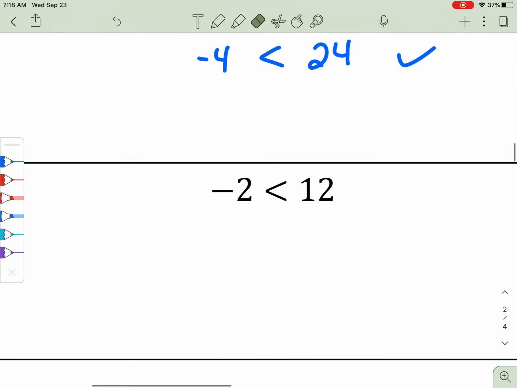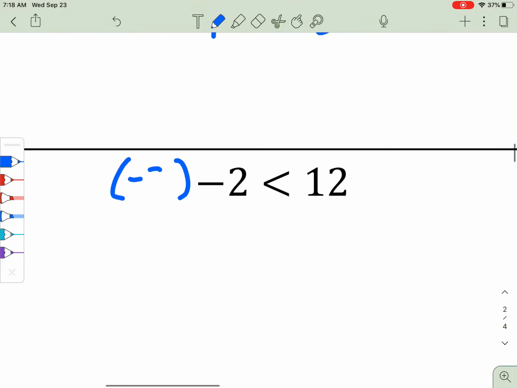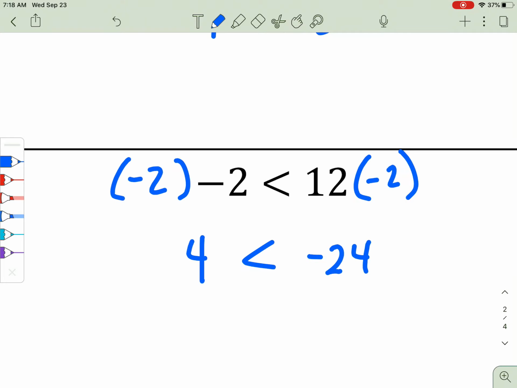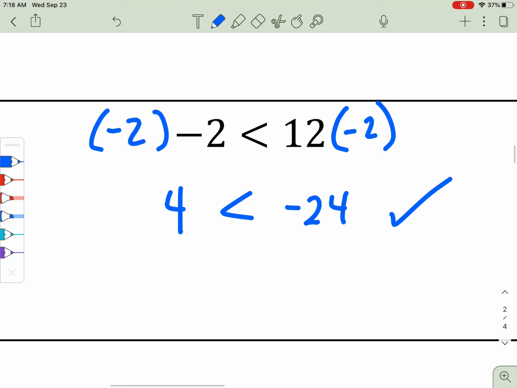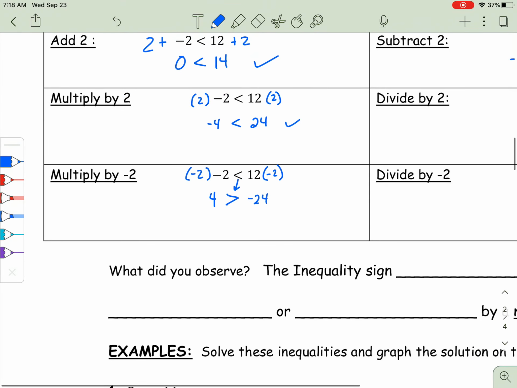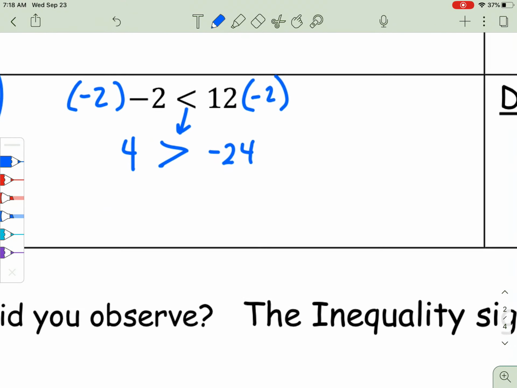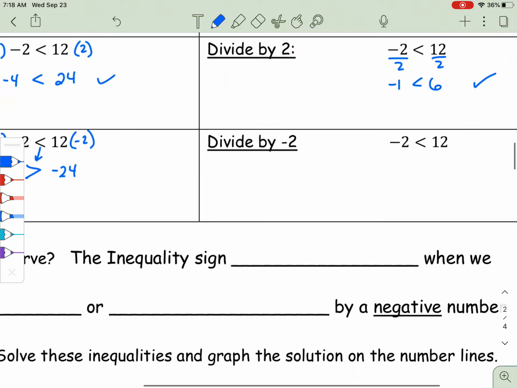Okay, multiply by -2. All right, -2, -2. -2 times -2 is a +4. It says less than, and 12 times -2 is -24. Okay, so we're true, right? Just kidding. So since -24 is smaller, that means we need to rewrite this. This would be the opposite way. Look, it goes the other way now. Okay, so notice that when we multiply by negative, it flips the sign.